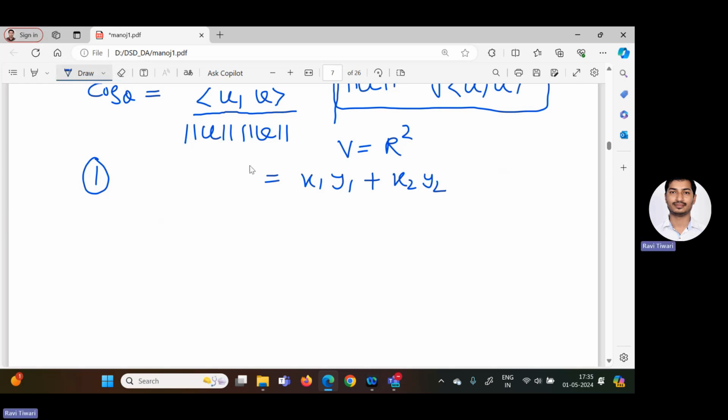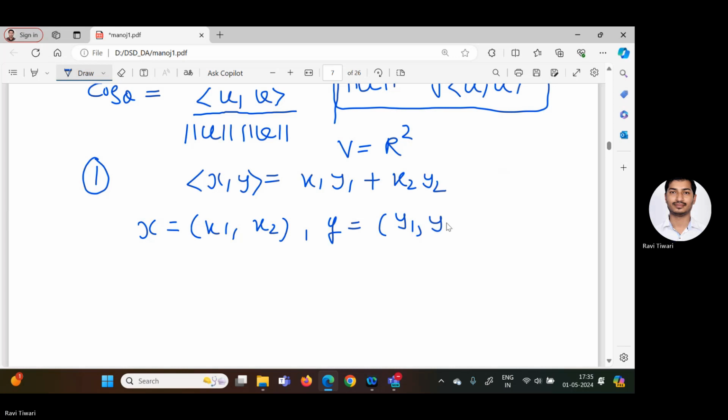So this is given to us: inner product space of X comma Y is equal to X1 Y1 plus X2 Y2. Now if this is an inner product space, then it has to satisfy the given four properties. Here X and Y we are choosing from R2 space, so X we can take X1 comma X2, and Y we can take Y1 comma Y2.